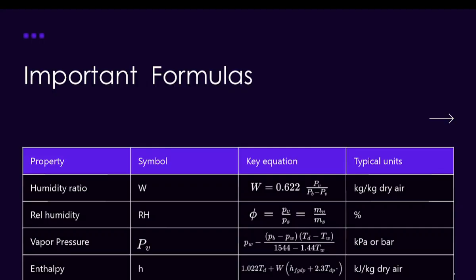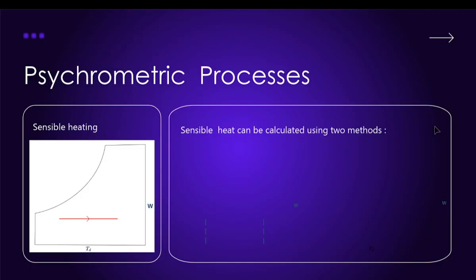Although these formulas are not needed because we have the psychrometric chart or psychrometric calculator. Here we put two parameters like relative humidity and dry bulb temperature. Then the other parameters can be found very easily. So generally these formulas are not used, but as basics we should know these formulas.